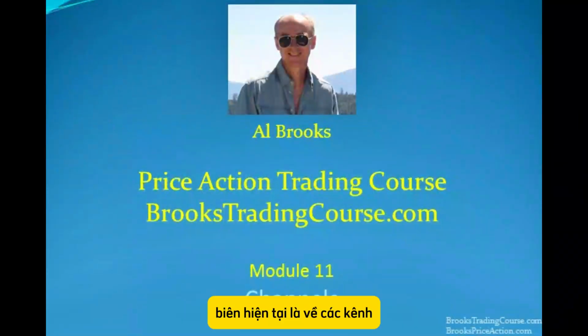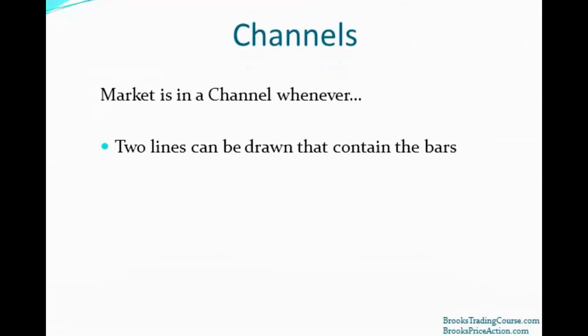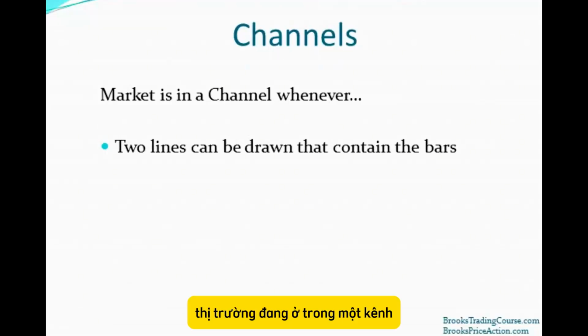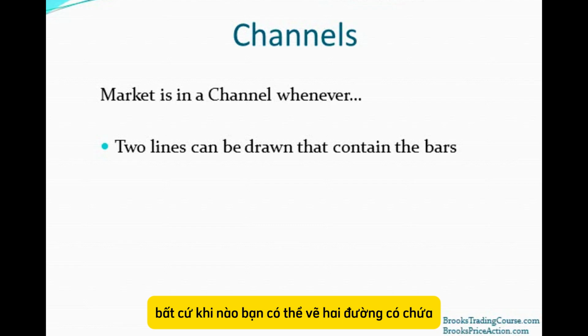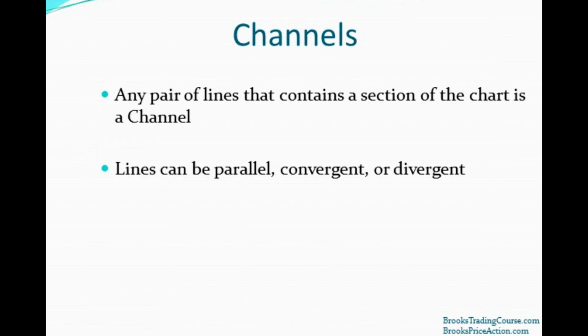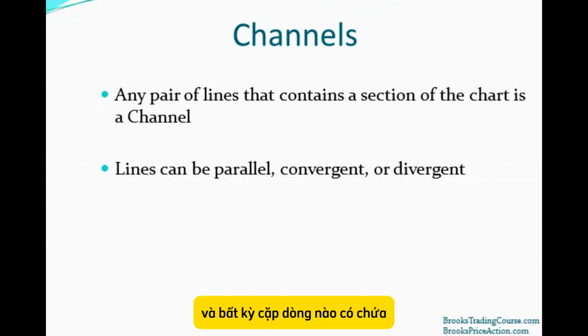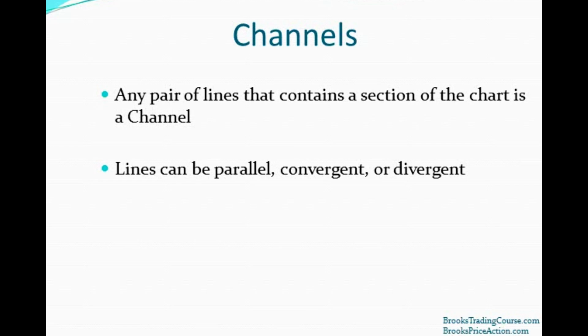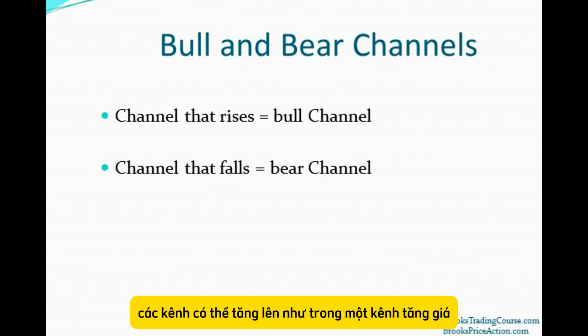The current module is about channels. The market is in a channel whenever you can draw two lines that contain the bars on the chart. And any pair of lines that contains a section of the chart is a channel. The lines can be parallel, they can be convergent, and they can be divergent. The channels can rise like in a bull channel, a bull trend, and the channels can fall like in a bear channel, which is a type of bear trend.